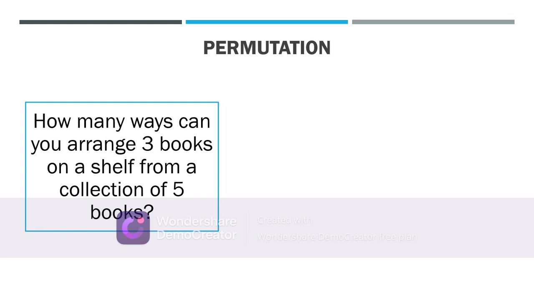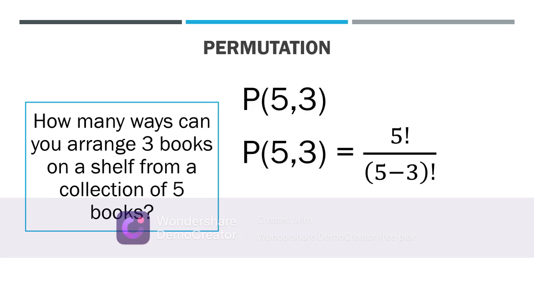Since we're talking about arranging it on a shelf, so it is arranging on a line or a row, we will use the formula. Okay, we have permutation of 5 taken r at a time. So with choice, kasi tatlong books from 5 books. So we have permutation of 5 taken 3 at a time is equal to 5 factorial all over 5 minus 3 factorial. And the answer is 60. So that means there are 60 ways you can arrange 3 books on a shelf from a collection of 5 books.